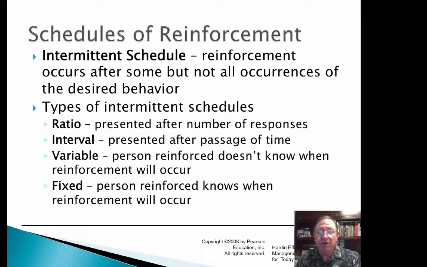The variable one is pretty self-described. You do it whenever you want to do it, and the students don't know when they're going to get rewarded. The fixed one is the students know if we get 15 good stars from the lunchroom behavior chart, then we're going to get a reward. It's fixed on a certain exact number. The students know what they're shooting for.